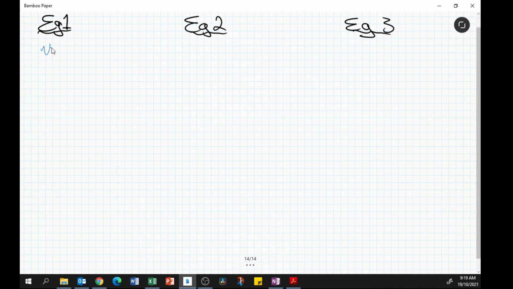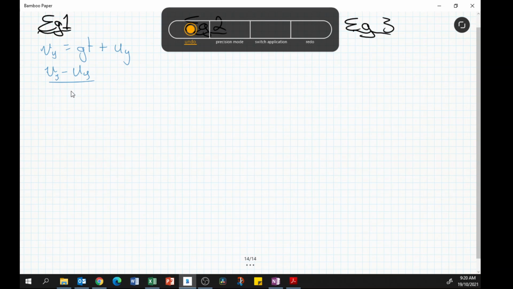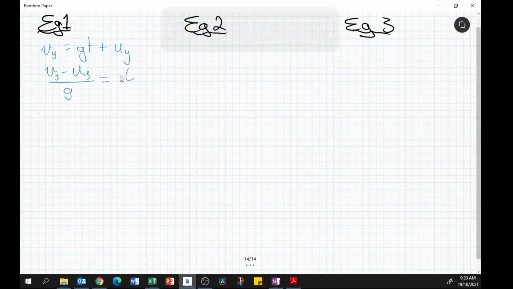Okay, Vy equals gt plus uy. Now, to be fair, this only works with constant acceleration, but that's the case we're dealing with. Gravity is our acceleration, so these are all known. So Vy was, well, let's rearrange for t first because it's very straightforward. Vy minus uy over t equals g. Over g equals t, sorry. Finding g would not be useful.